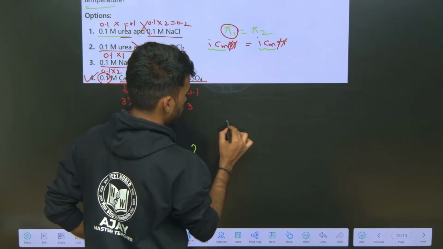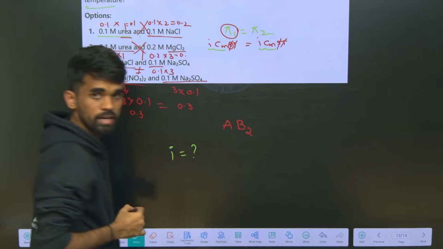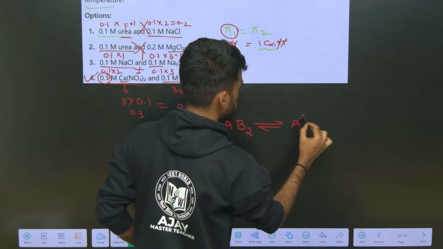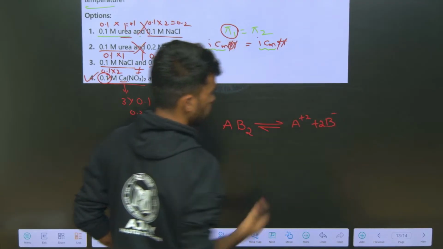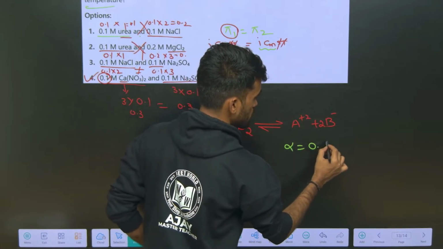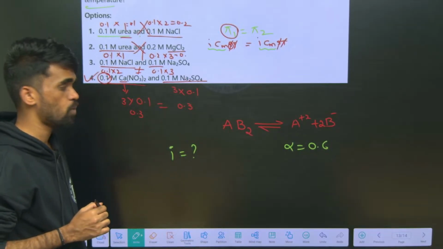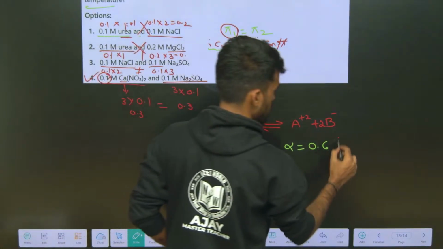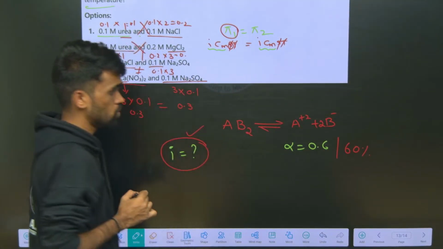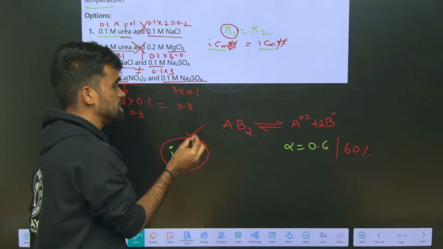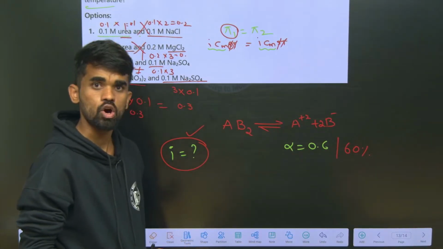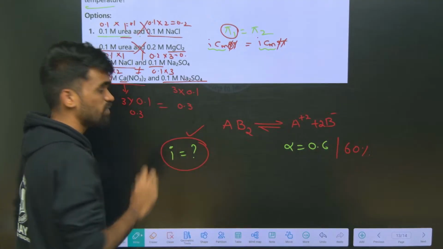So how do you calculate the alpha value, the degree of dissociation, or otherwise the i value, what is the i value of an electrolyte? Something like this. See, I am giving an AB2 electrolyte. This is an electrolyte, it dissociates something like this: A plus 2 plus 2B minus, having an alpha value of 0.6. Or they will be indicating it as 60%. So they will ask us to find its van 't Hoff factor. This is a question I am giving you. Now just give it a try. In the next session, we will discuss it. Find the i value for this.